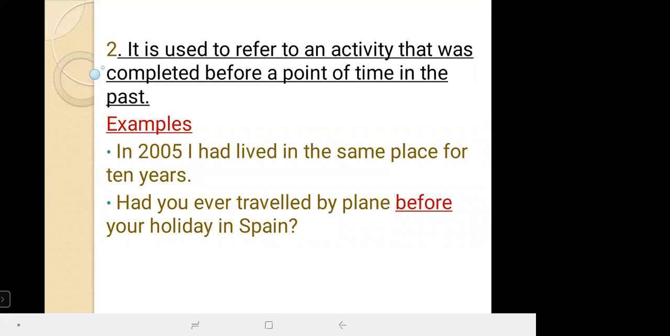Had you ever traveled by plane before your holiday in Spain? So this person flew to Spain for a holiday, and is being asked by another person about his experience before a point of time, before he flew to Spain for a holiday. Had you ever traveled? Which means, had you done this traveling before your travel to Spain for a holiday? So that's the point of time, which is specific.